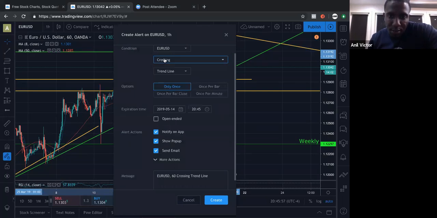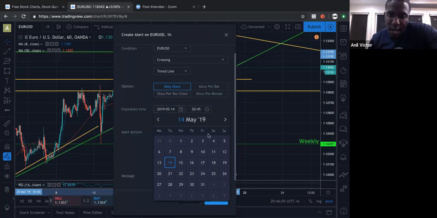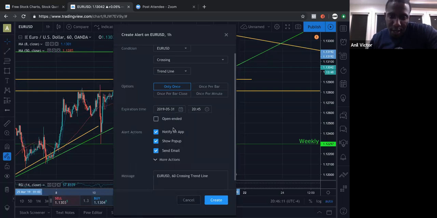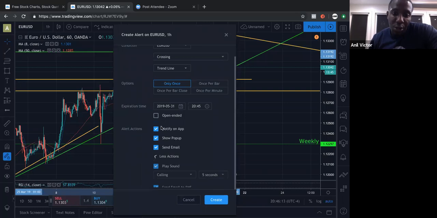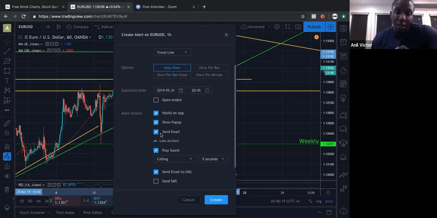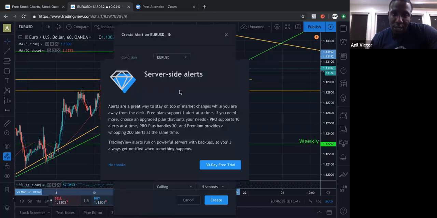Let's just say crossing the trend line only once. Let's set that out. Expires on the 31st of May, right? So I'm gonna be notified within the app. When I tune in tomorrow, I'm gonna get some type of notification if it crossed or not, if it reached that line. But that's what we want. We wanted to tap that line and do something off of that line, or kind of hover near it and then come down so that we can take some type of entry to the bearish side. All right, so let's just create that. So boom, that alert is now created.